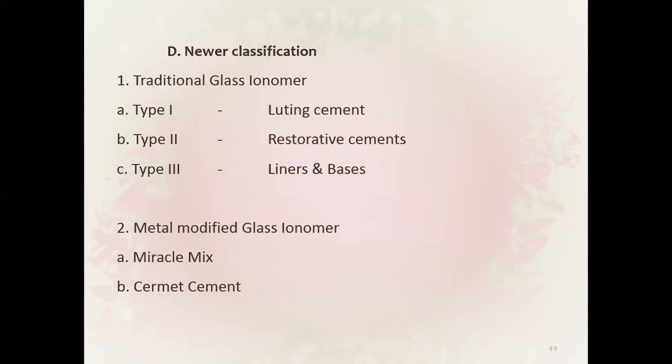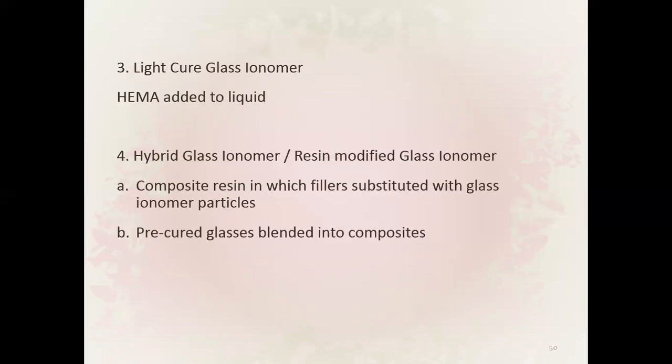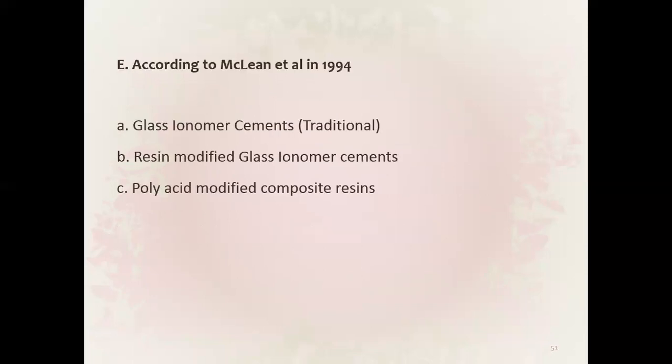We have a newer classification: traditional glass ionomer, type 1 luting cement, type 2 restorative cements, and type 3 liners and bases. And we have metal modified glass ionomer. In this, we have Miracle Mix and Cermet cement. Light cure glass ionomer: in this, HEMA is added to the liquid. And we have hybrid glass ionomer, resin modified glass ionomer, in which composite resin fillers are substituted with glass ionomer particles, pre-cured glass blended into the composites.